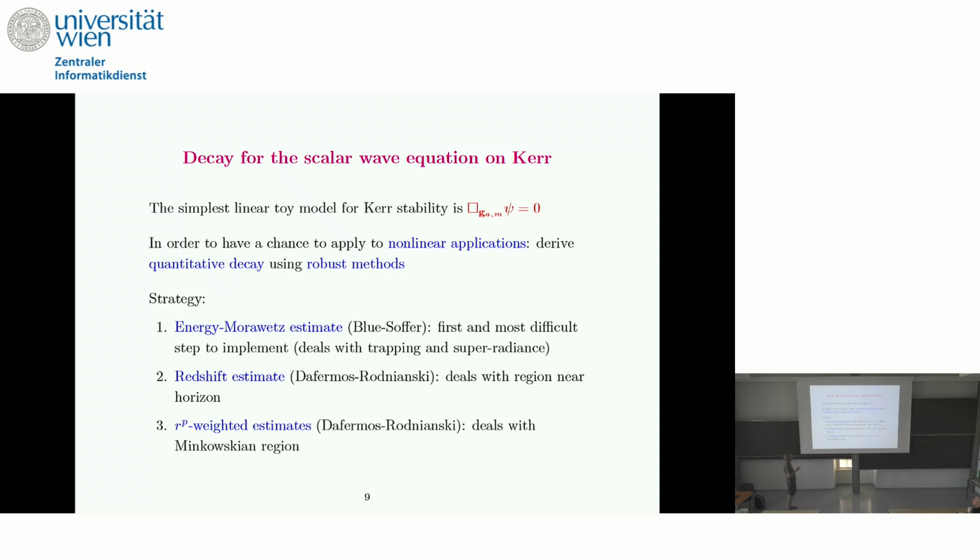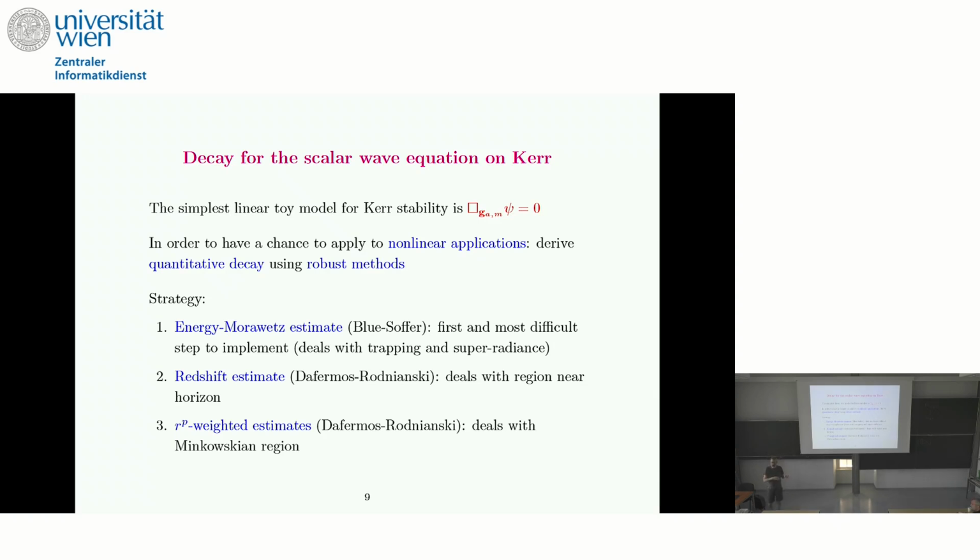First, the most difficult step is to derive energy Morawetz estimates. This was initiated in the work of Blue and Soffer. And this has to be the first simply because in this scheme, this is the only estimate which is on the causal region. So you first need to do this estimate on the causal region for the wave equation, and then you can proceed to work on non-causal regions. So there is no question that you have to start with this. And why is it the most difficult? Because this is the one that deals with the main enemies, which are trapping and superradiance.